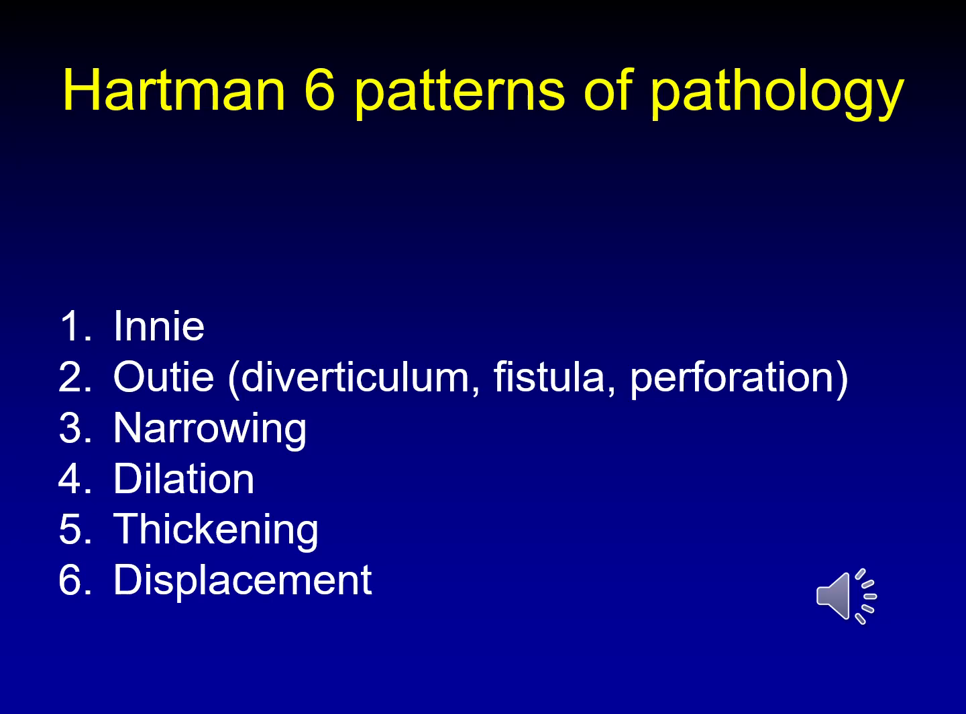We are made of a bunch of tubes. 1 to 6 bad things can happen to the tube. You can have an ingrowth, an outpouching, a narrowing, a dilation, a thickening, or a displacement.